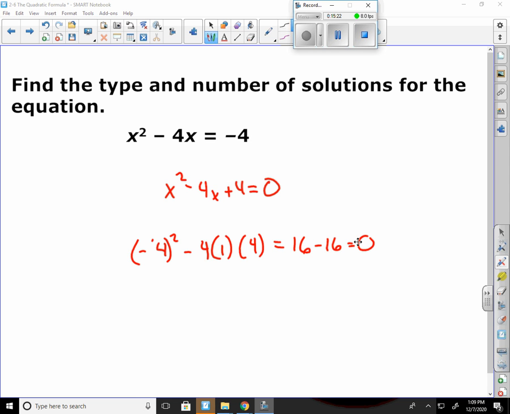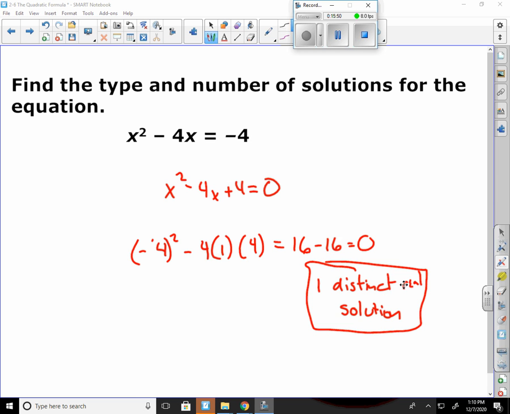So what kind of answers does that give us? Distinct. One distinct equation or one distinct solution. Good. And we should probably throw the word real in there just so we know that it's a real solution or a real number.